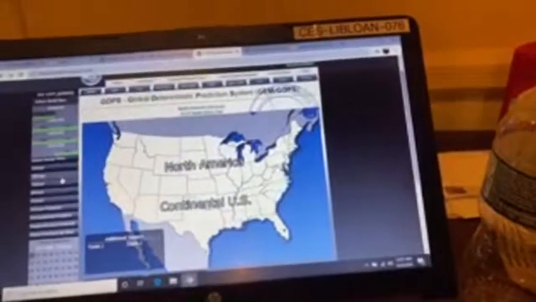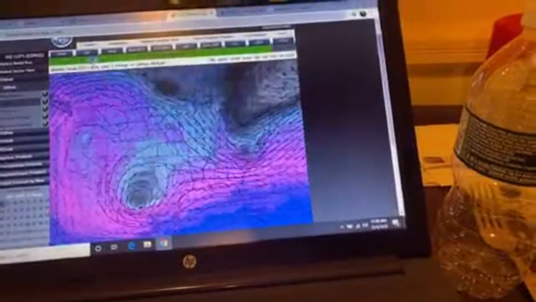So right now, there's several models that are coming in. You have another model. You have UK. You have the Canadian model as well. I already looked at the Canadian. Actually, the Canadian is right here. This is the Canadian right here. The Canadian is also implying that there's going to be a really strong system.